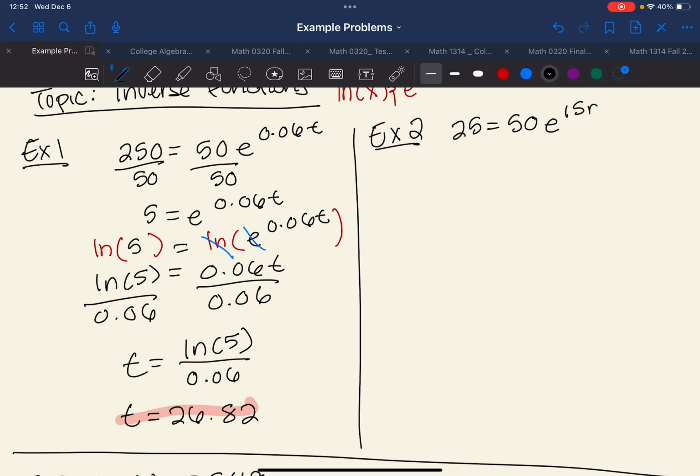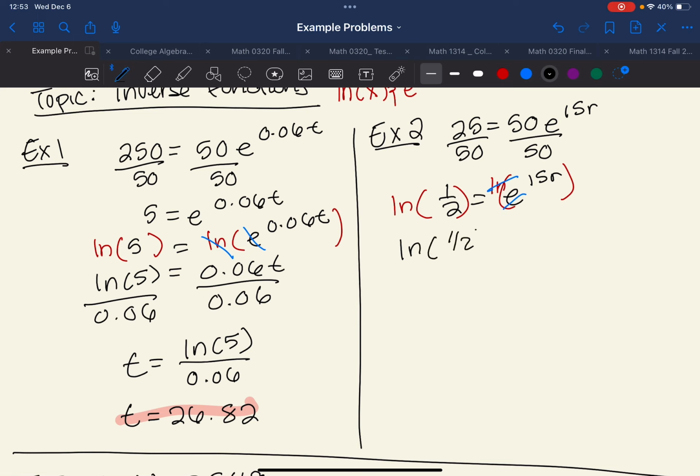So let's do the same thing for the other example. Again, we have the function e. In order to get rid of e, we take the inverse, natural log. But before we do that, we have to get it by itself. So I'm going to divide both sides by 50. 25 divided by 50 is 1/2, is equal to e to the 15r. I'm going to take the natural log of both sides, and that is going to cancel out my e function. So I have the natural log of 1/2 is equal to 15r. Divide both sides by 15. I get r is equal to the natural log of 1/2 divided by 15.